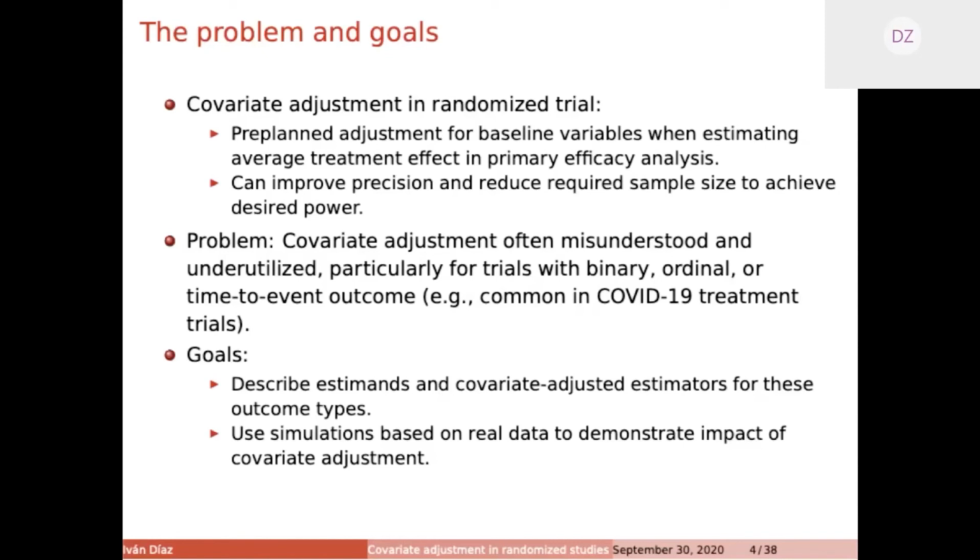These two latter types of outcomes, ordinal and time-to-event, are very common in COVID-19 trials. For example, the WHO ordinal scale, I think it's an 8-point ordinal scale of severity of the disease. And so the goals for today will be to describe estimands and covariate adjusted estimators for these outcome types, and to show you simulations based on real data that demonstrate the impact of covariate adjustment in real trials.